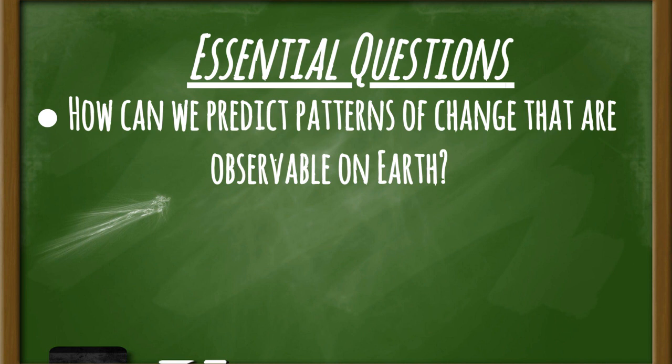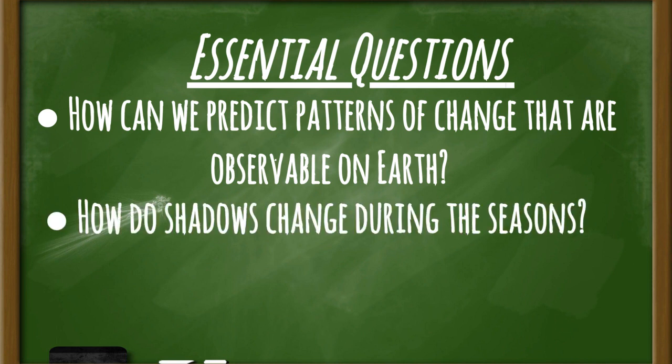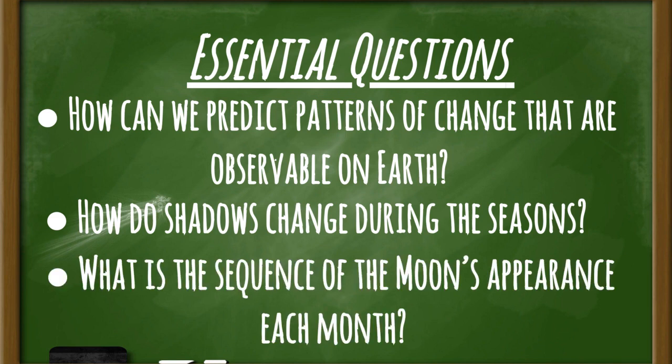Let's look at the second one. Listen to me first. How do shadows change during the seasons? Say that one with me. How do shadows change during the seasons? And the last one. What is the sequence order of the moon's appearance each month? Say that one with me. What is the sequence order of the moon's appearance each month?